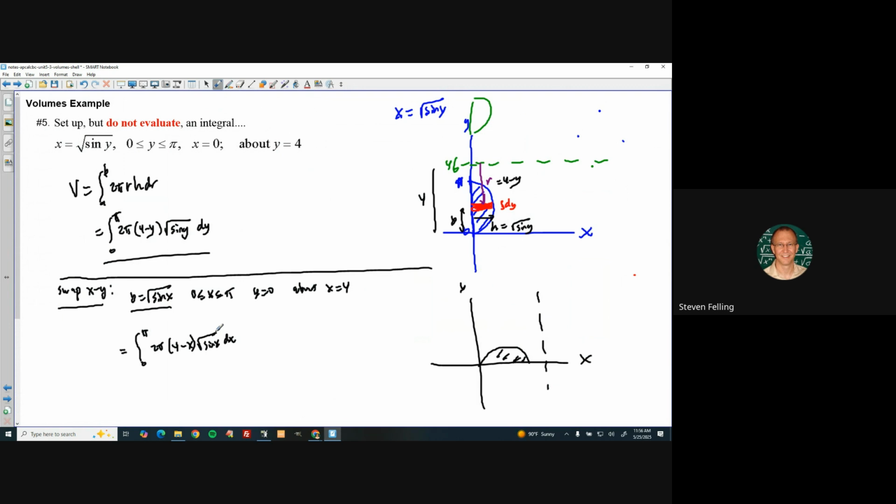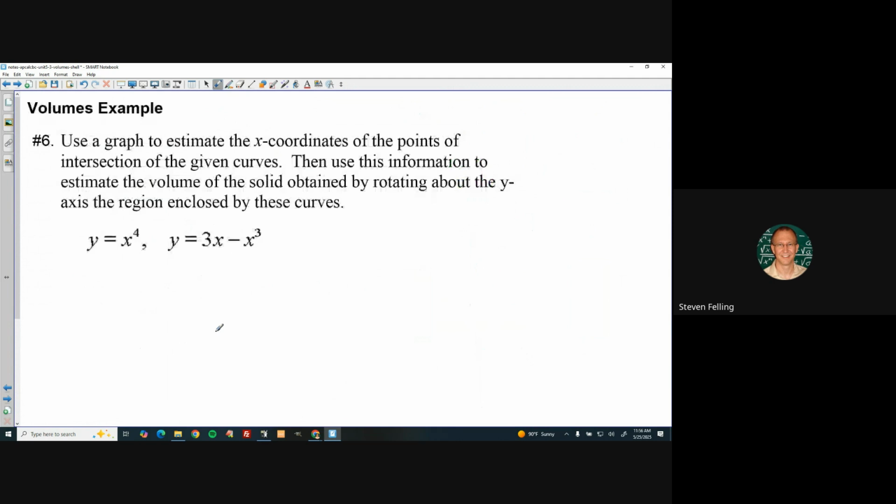And I believe you should be able to do that on the AP exam too. Just always indicate what you're doing. Okay, last example. Use a graph to estimate the x-coordinates of the point at the intersection of the curves. Use this information to estimate the volume. Okay. So this one we're going to do by hand.